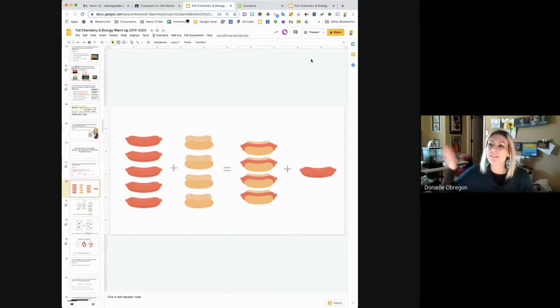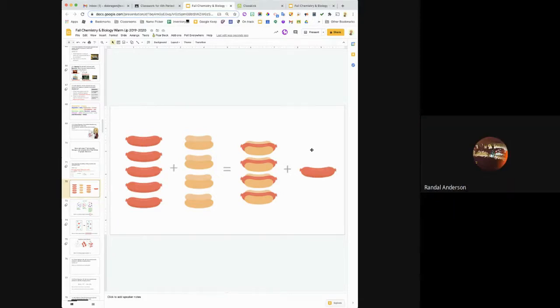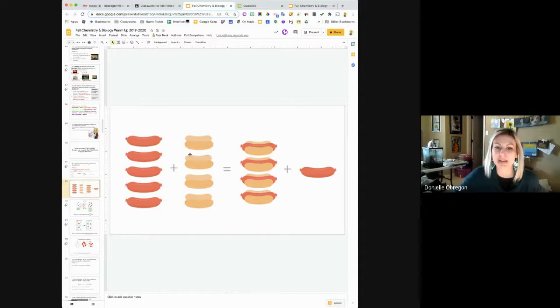What do I have extra of in my products? Hot dog. I have an extra weenie. You see it on the right-hand side right here. I have an extra weenie. So what would be my limiting reactant here? The bread. The bread, the buns, okay?